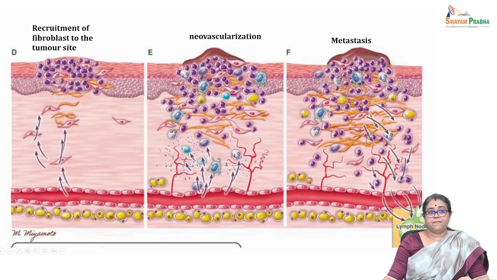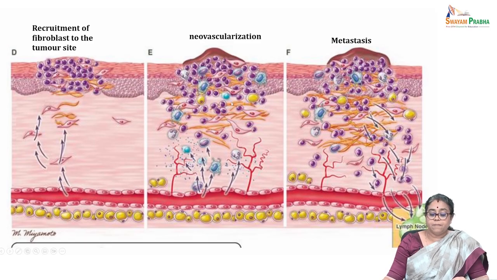In the first step, whenever there is an injury, or a breach into the area of the basement membrane, which is considered as injury, then you have the recruitment of fibroblasts to the tumor site. Then the next stage is neovascularization. Neo means new, vascularization means formation of blood vessels. So you have the neovascularization, where new cells are getting into the circulation. You will have the blood supply increasing to the area of injury or area of transformation, and it is actually getting converted into a pro-tumorigenic environment.